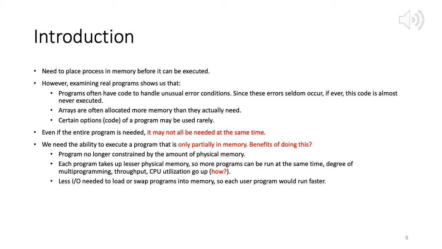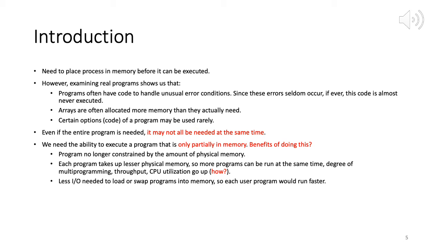Benefits of doing this: the program is no longer constrained by the amount of physical memory, right? I may have a program with a requirement even greater than the physical memory, but because I can bring only a part of it, my program will work. If this condition is not there, and my memory requirements are more than the physical memory, then I cannot bring that process in. Okay. So programs are no longer constrained by the amount of physical memory. They can have larger memory footprints than the amount of physical memory available.